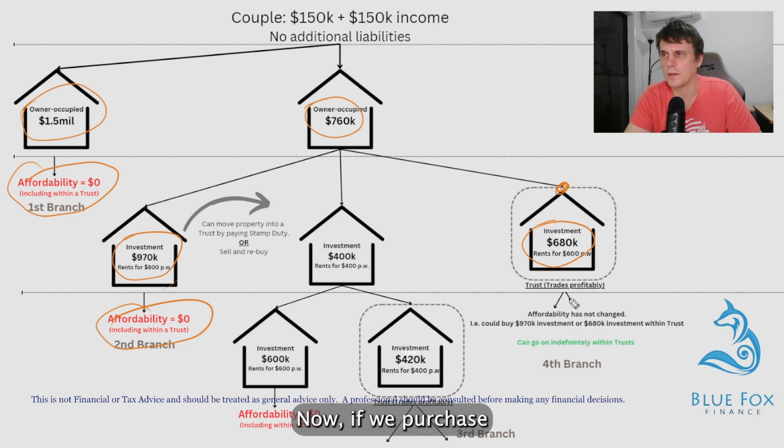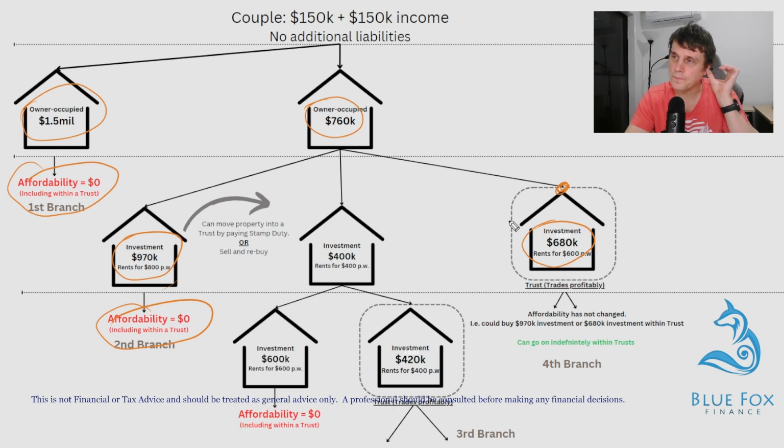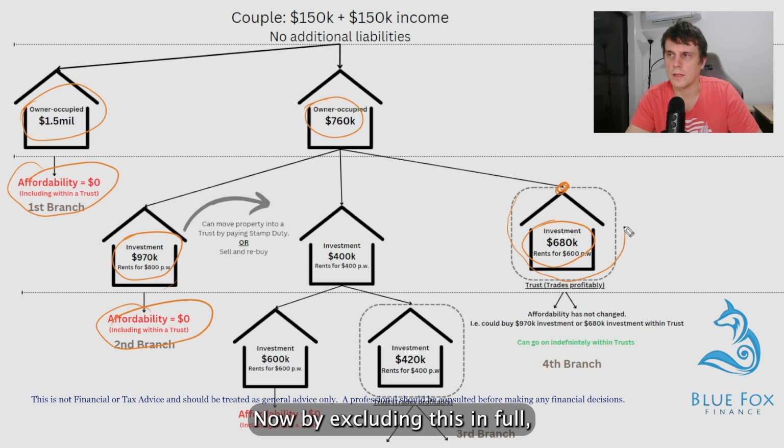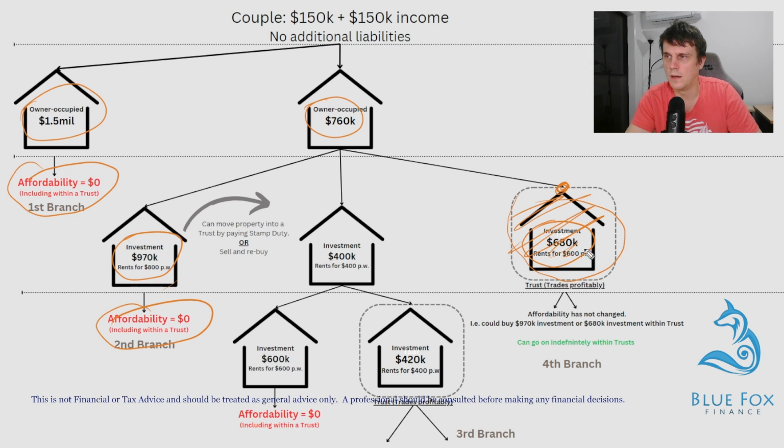Now, if we purchase for that full amount within the trust, and that trust is trading profitably, whether that's now or in a couple of years, it's very hard to buy a positively geared property right now with the current rates. But if you buy one now, when rates drop a couple of percent, it probably will be positively geared. So when that's trading profitably, we get an accountant's letter, and we can exclude that from your future affordability. Now, by excluding this in full, that means your affordability hasn't actually changed.